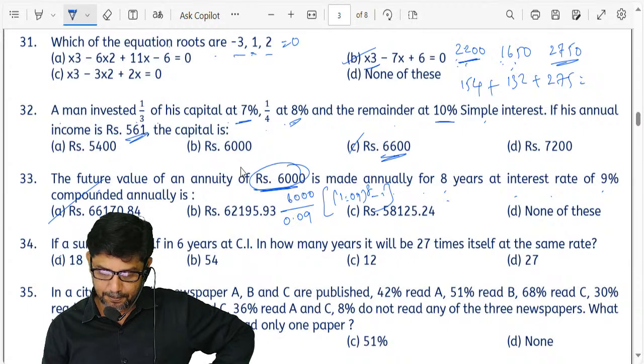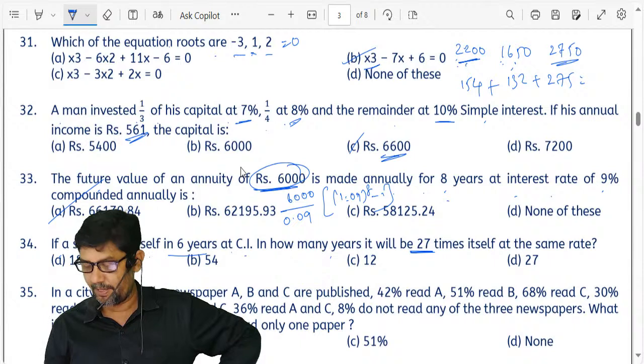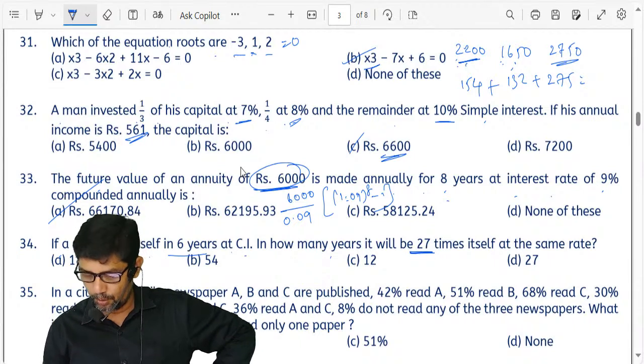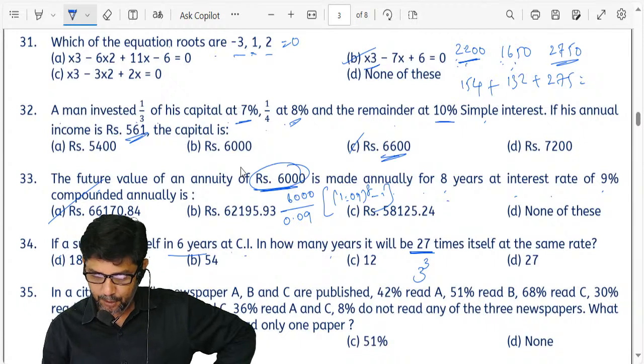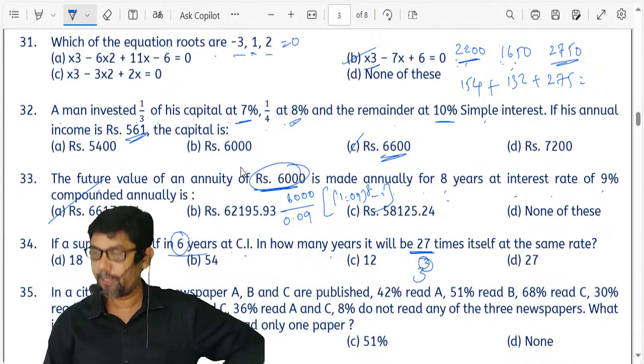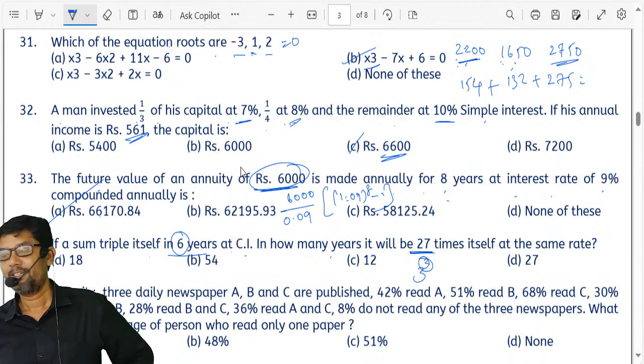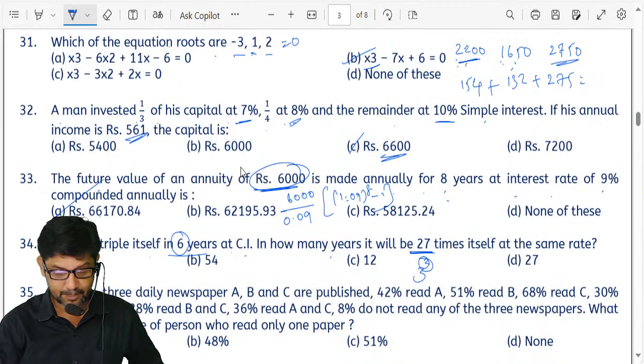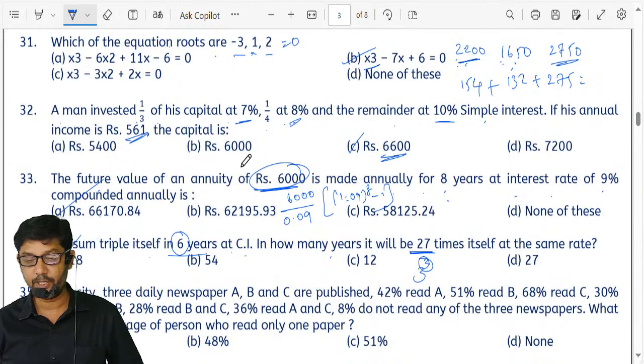A sum triples itself in 6 years at compound interest. In how many years will it become 27 times itself? I think you know the rule. 3 cube. Okay. So how many years, my dear? Can you please tell me in how many years? Simply 6 into 3. So 18 years. Direct answer. Without touching your pen, you can mark it.